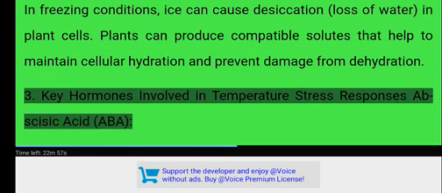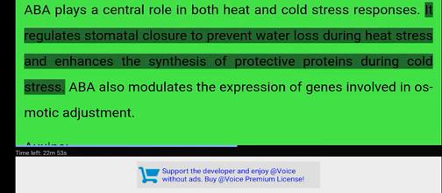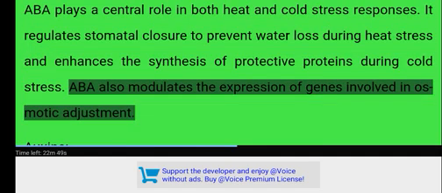3. Key hormones involved in temperature stress responses: abscisic acid, ABA. ABA plays a central role in both heat and cold stress responses. It regulates stomatal closure to prevent water loss during heat stress and enhances the synthesis of protective proteins during cold stress. ABA also modulates the expression of genes involved in osmotic adjustment.